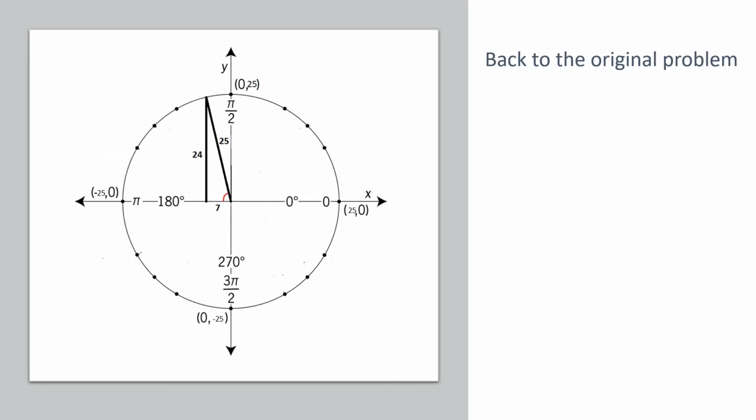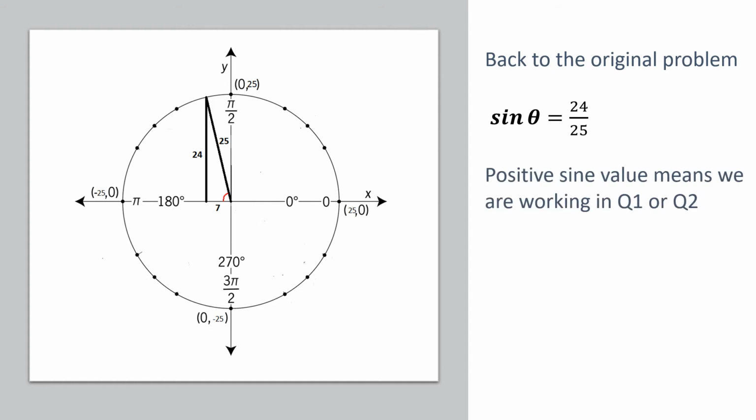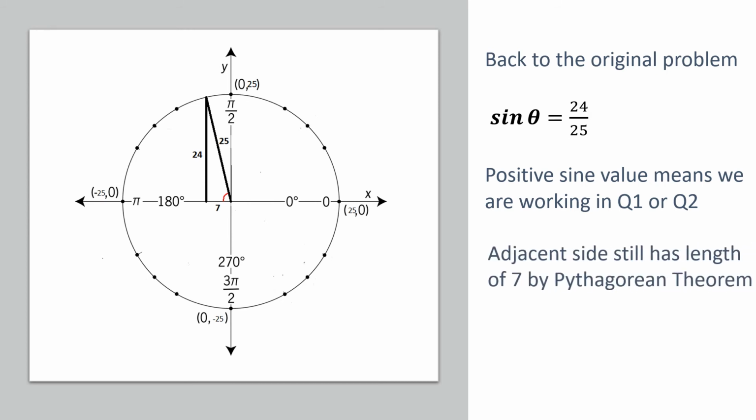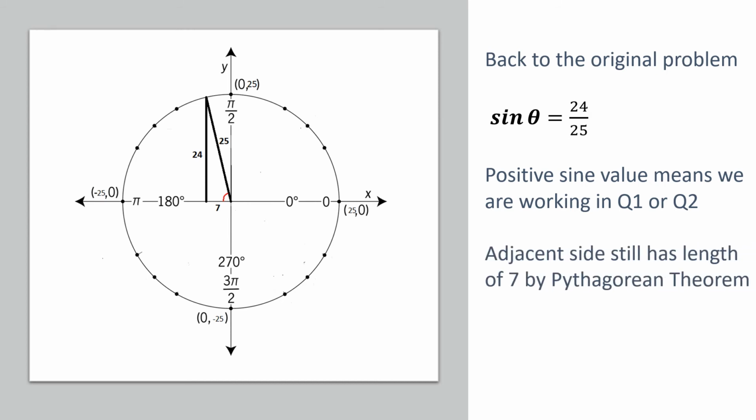So thinking back to our original problem, we could assume that we are actually in the second quadrant, that our triangle is in the second quadrant. So we're looking at sine of theta equals 24 over 25. The positive sine value, the fact that 24 over 25 is positive, means that we are working in either quadrant 1 or quadrant 2. And the adjacent side still has a length of 7, except now it's in the negative direction. So we're going to make that a negative 7. Even though the length is 7, the x value should be negative 7.